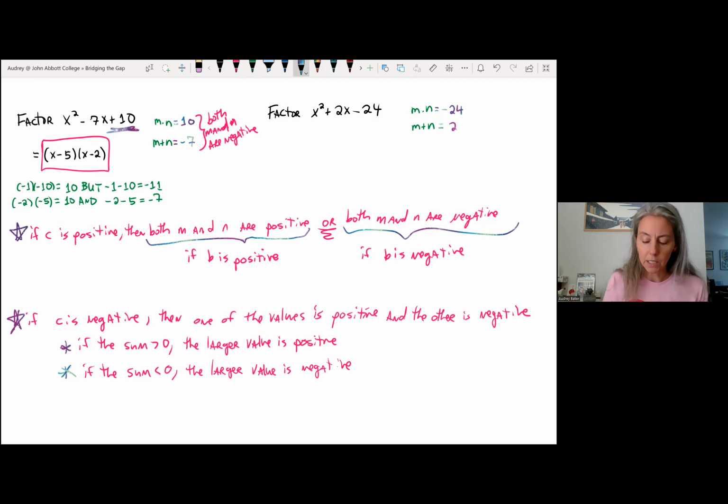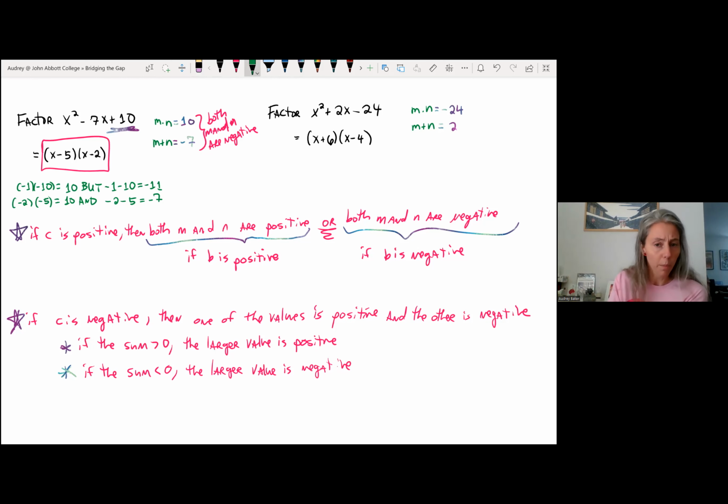Now, here we can see that these two values are going to be 6 times 4 is 24. Which one should be negative? In this case, my sum is positive, so the larger value is positive. So we will have x plus 6 and x minus 4, and that will give me my final answer.